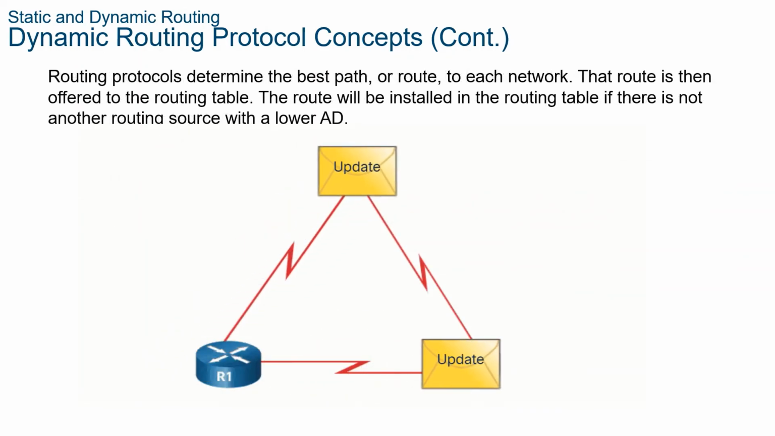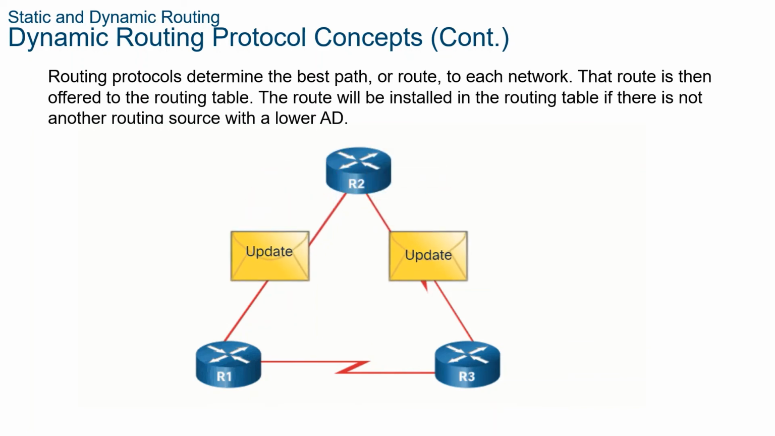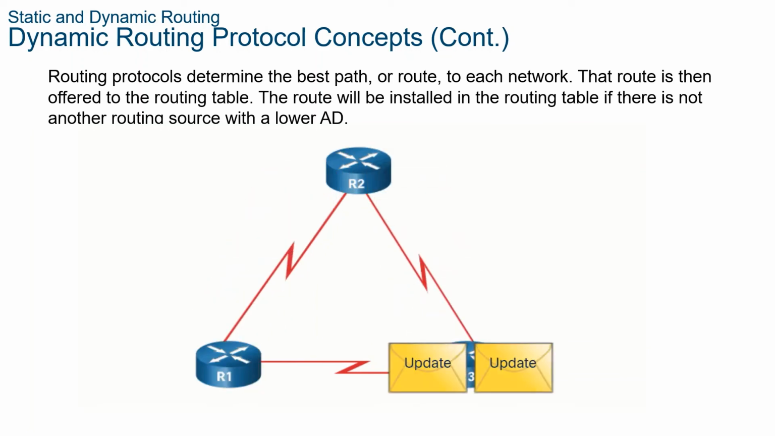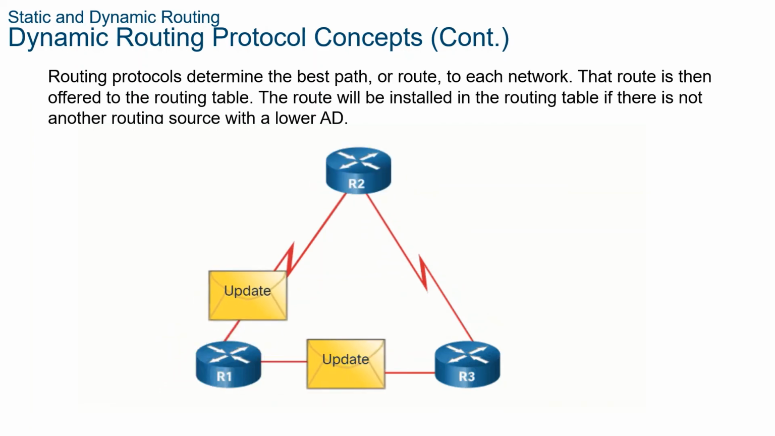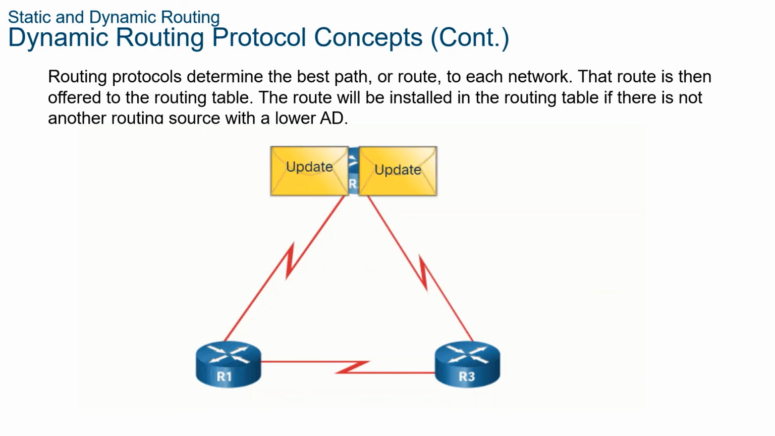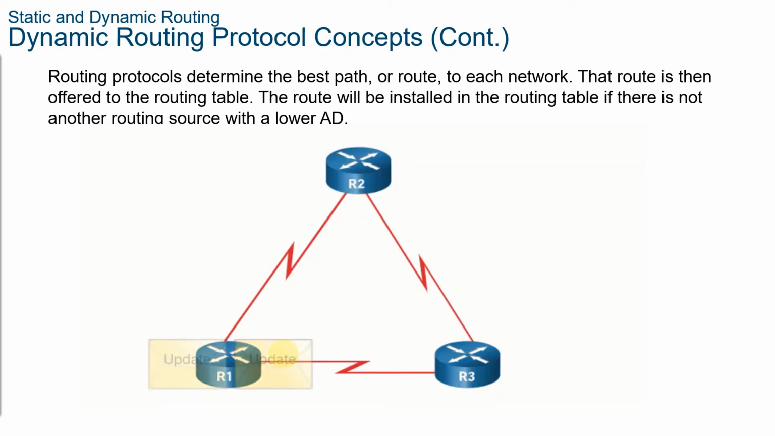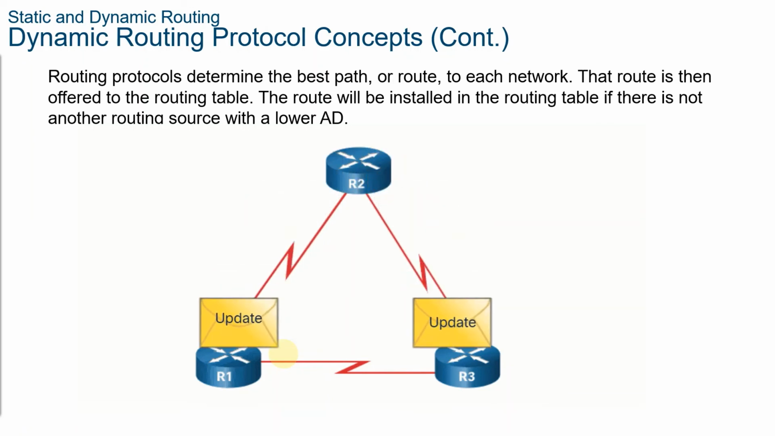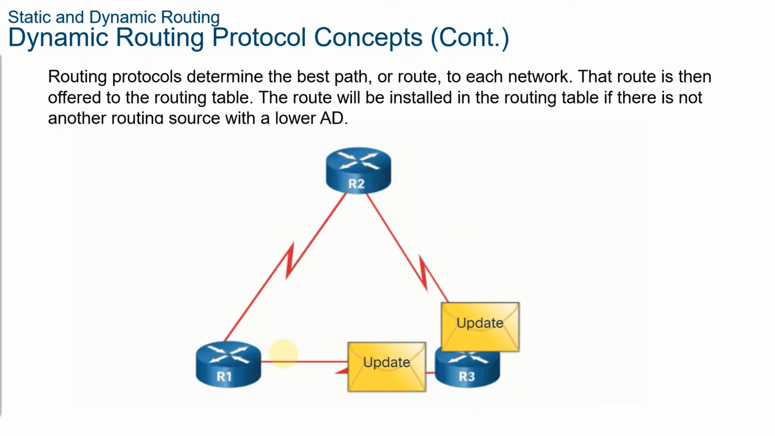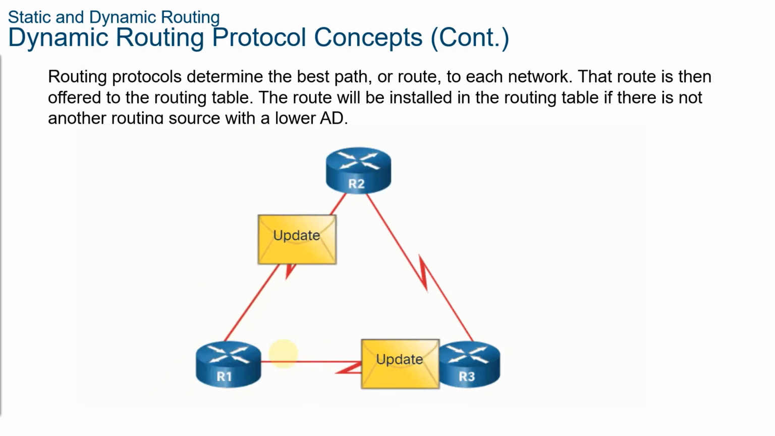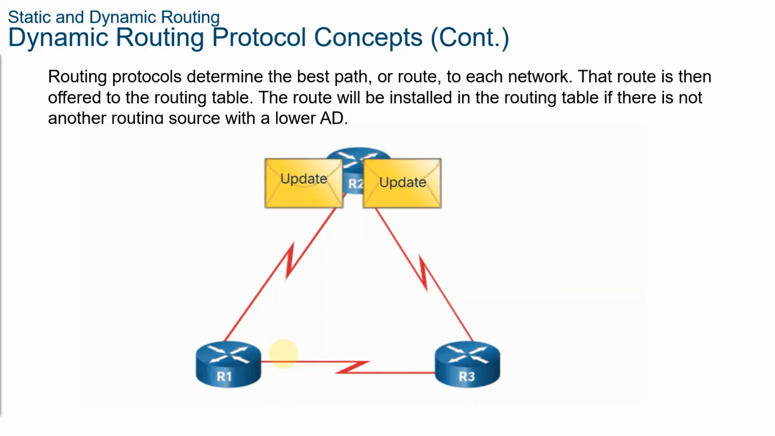Routing protocols allow routers to dynamically share information about remote networks and automatically offer this information to their own routing tables, as shown here. Routing protocols determine the best path or route to each network. The route is then offered to the routing table. The route will be installed in the routing table if there is not another routing source with a lower AD.